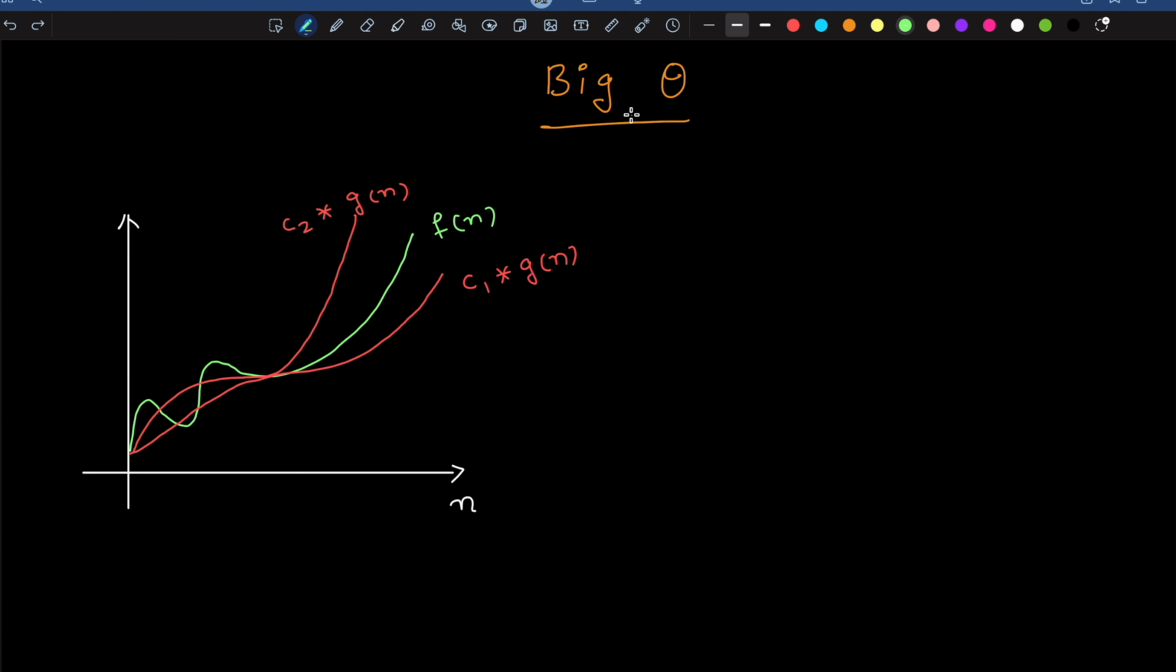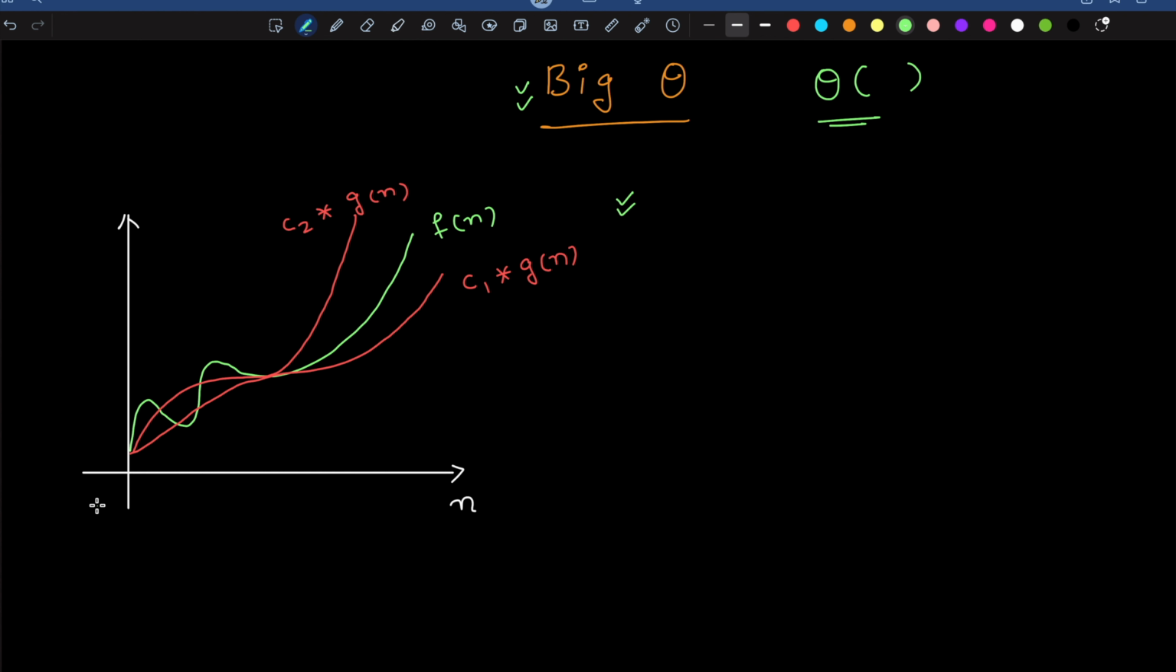Since we have understood what big O is, the next important notation is called big theta. It is written as theta of something, right? Again, the definition is going to be very similar. If you understand the big O notation, then big theta should be very straightforward.